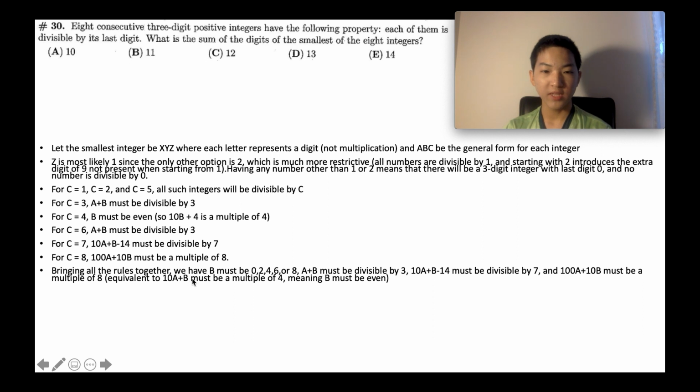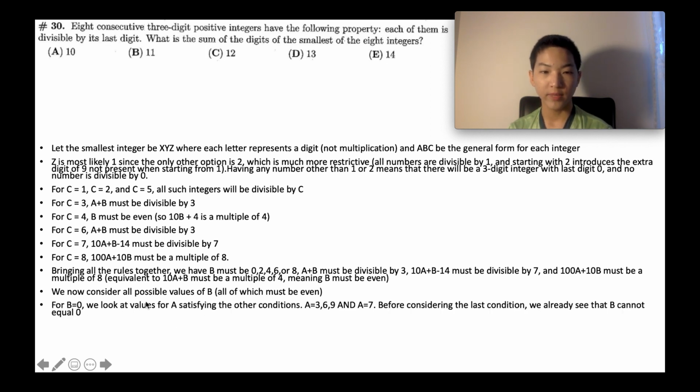So in this case, b must be even, because in order for 10a plus b to be a multiple of 4, it must also be divisible by 2, so we also have the divisibility by 2 rules. So now we consider all possible values of b, and b must be even.